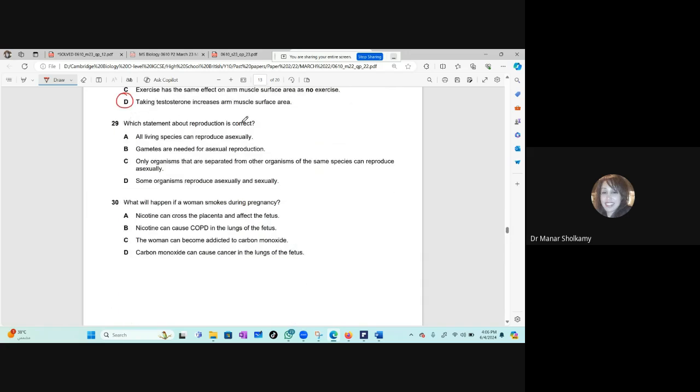Which statement about reproduction is correct? All living species can reproduce asexually. Gametes are needed for asexual reproduction. Only organisms that are separated from other organisms of the same species can reproduce asexually. Some organisms reproduce asexually and sexually.